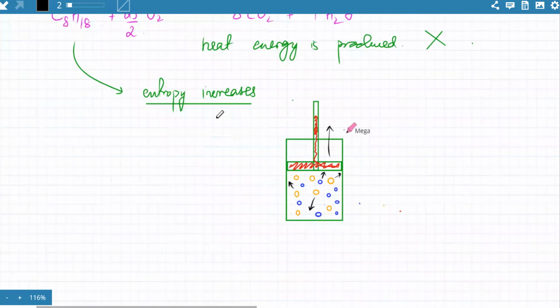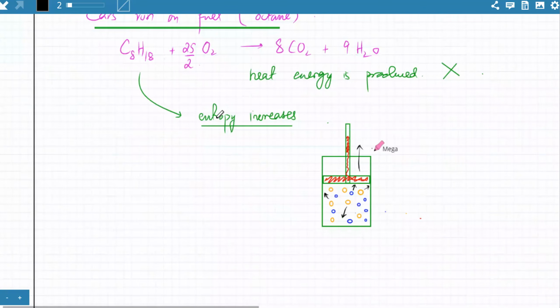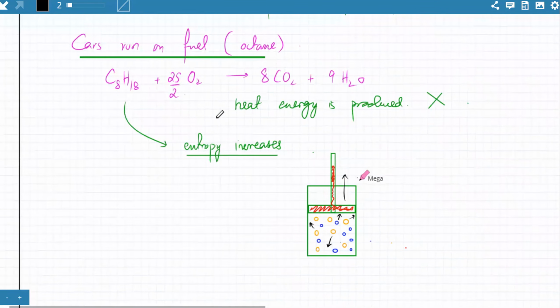So imagine if that disorder was not created, then it would be impossible to move the piston. So is this idea clear? Yes, sir. So the thing is, most of the mechanical systems around you actually need high entropy. They work on entropy change.